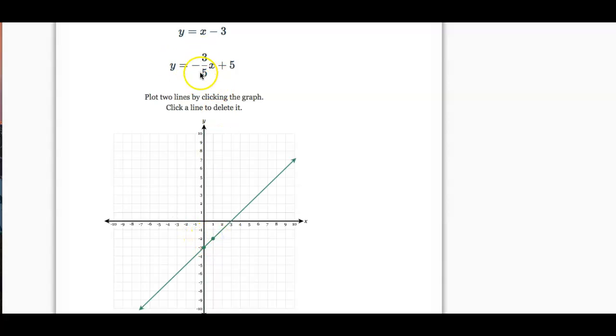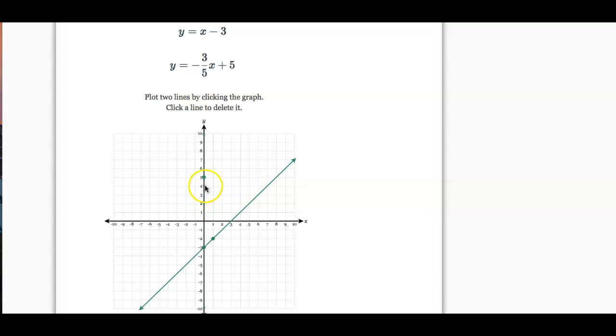Then this one is negative 3/5 x plus 5. So I'm going to go up to 5 and draw my dot. The slope is negative 3/5. So I'm going to go down 3. I'm going to consider this negative to go with the 3. I'm going to go down 3 over 5. So from that dot, I'm going to go down 3.